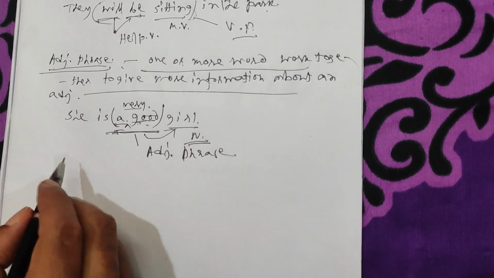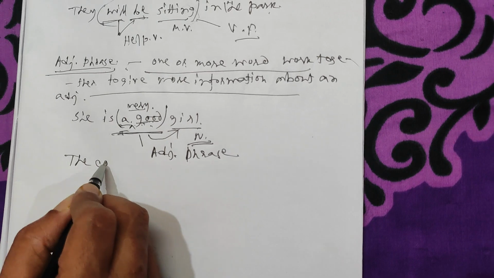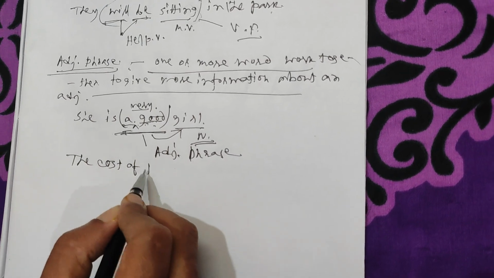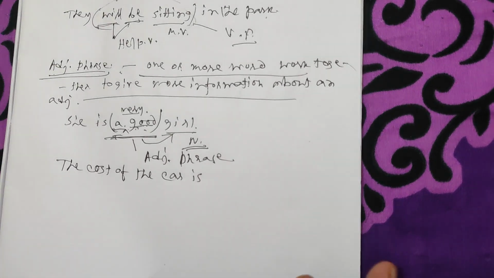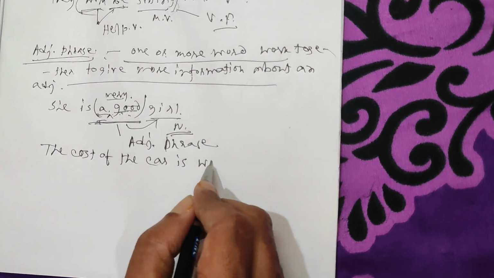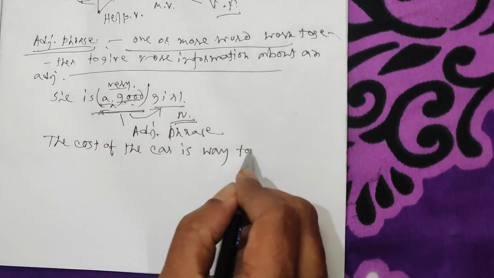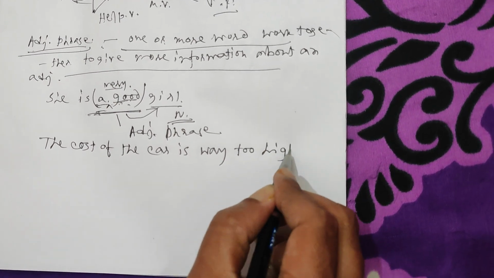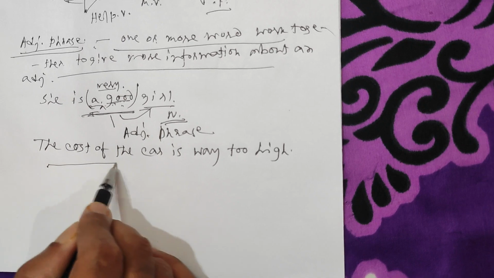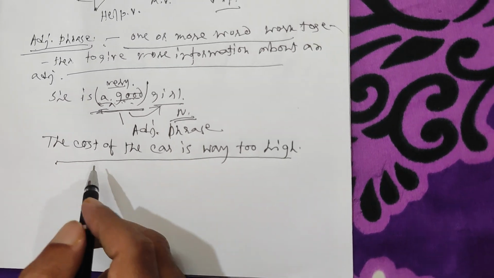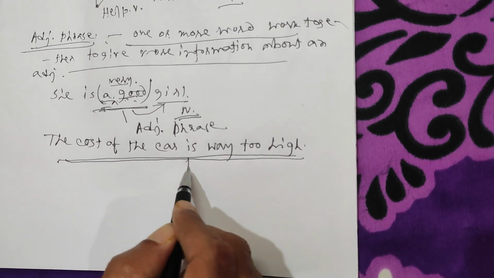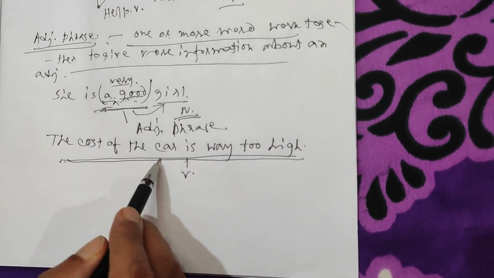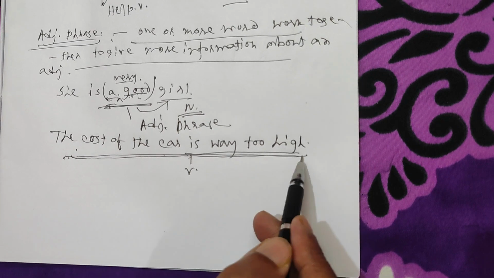Similarly, the cost of the car is, suppose if I say, way too high. গাড়িটার দাম প্রচুর. The cost of the car is way too high, প্রচুর দাম.